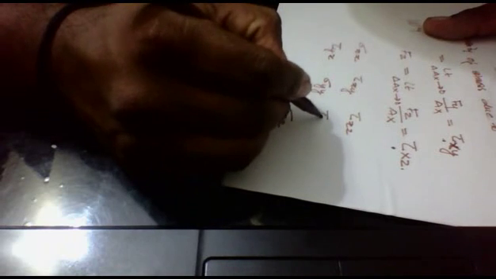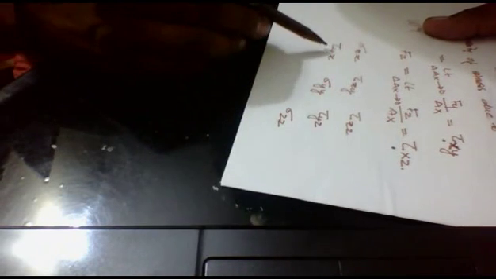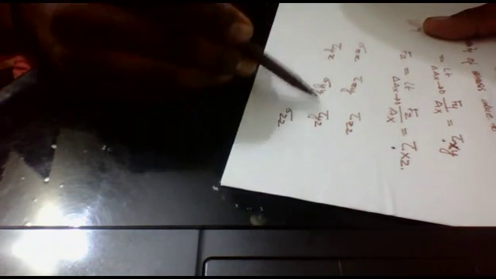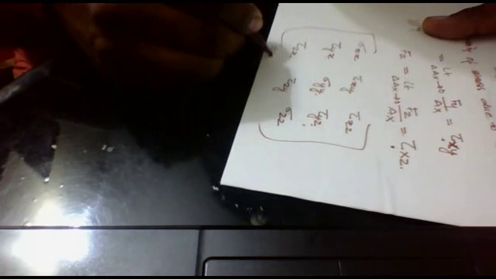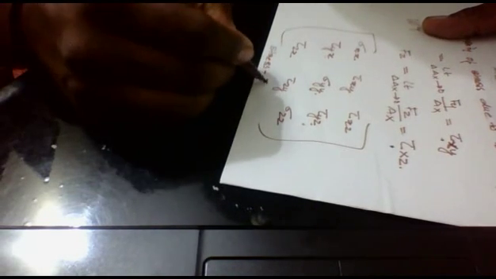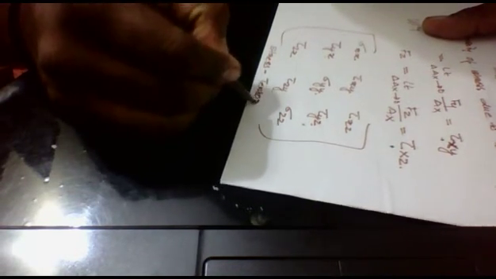Similarly, we get tau yx, sigma yy, tau yz. And this is tau zx, tau zy, sigma zz. And this is known as the stress tensor. That is for representing a single point.